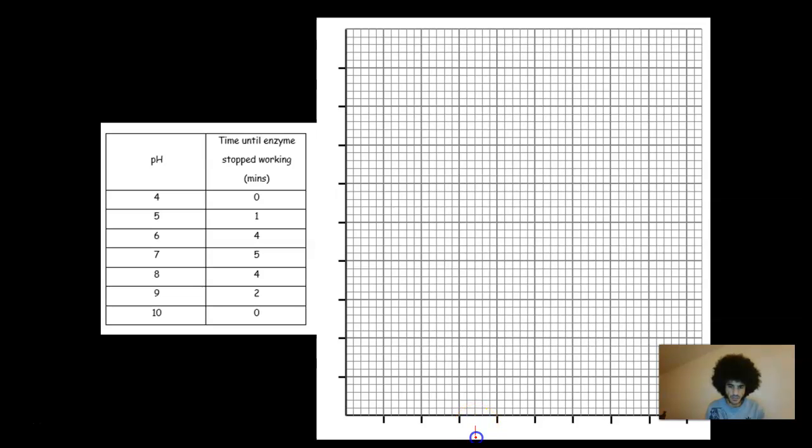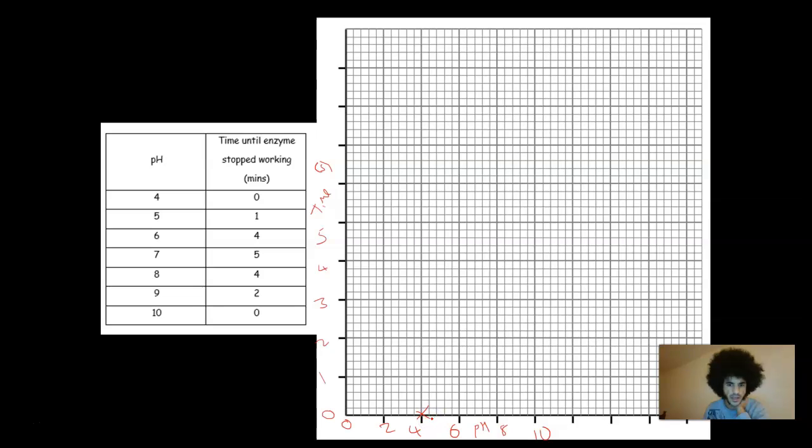So I've got the pH at the bottom here, and I would probably number it from maybe 0, 2, 4, 6, 8, and 10. And then over here, this would be time. So I'll write time over here, and that's obviously in minutes. And then it goes up to 5, so just to make it easy, we've got 0, 1, 2, 3, 4, and then 5.